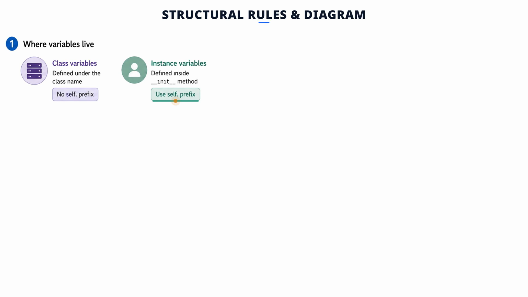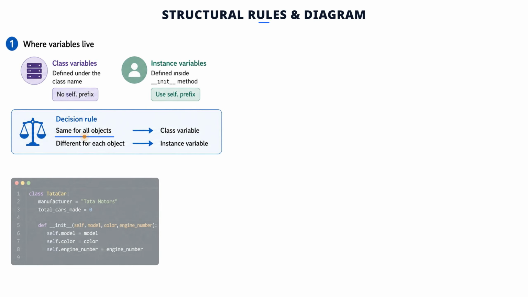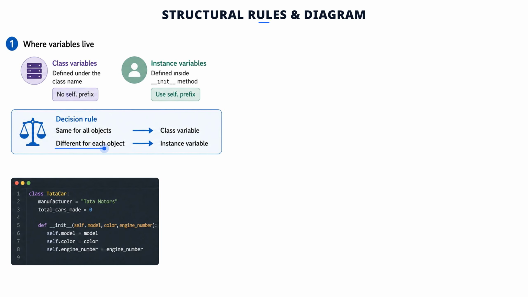The basic decision rule is simple. If the data should be the same for all objects, you make it a class variable. If it needs to be different for each object, it's an instance variable.